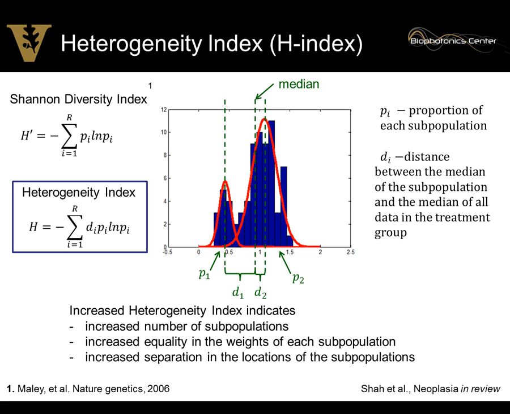So this heterogeneity index, that we've defined here, indicates an increased number of subpopulations. If the heterogeneity increases, then there's more subpopulations. Increased equality in the weights of the subpopulations. So if these two become equivalent, it is a more heterogeneous population than if this is a small, say, 5% population. And increased separation of the locations of the subpopulations relative to the mean of the whole thing. So this is just one quantitative measure that we have to actually put into some sort of scalar value how these distributions look.